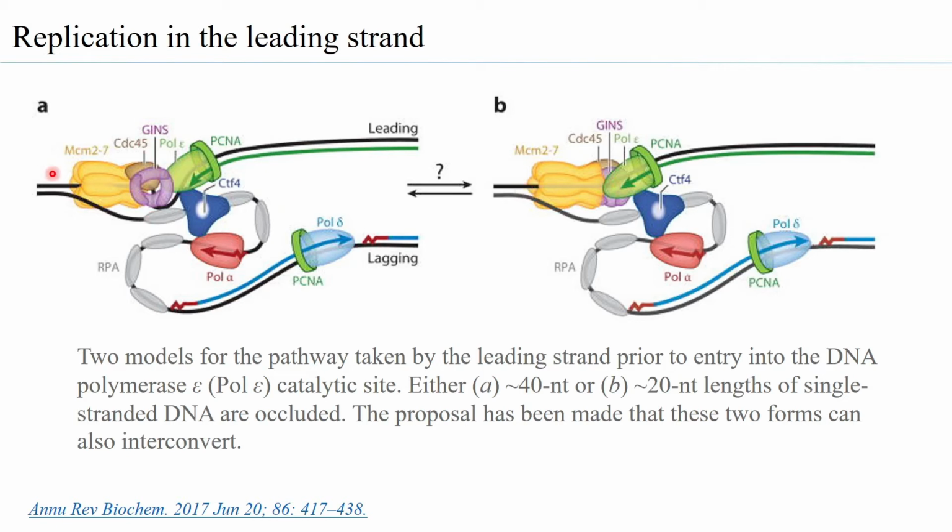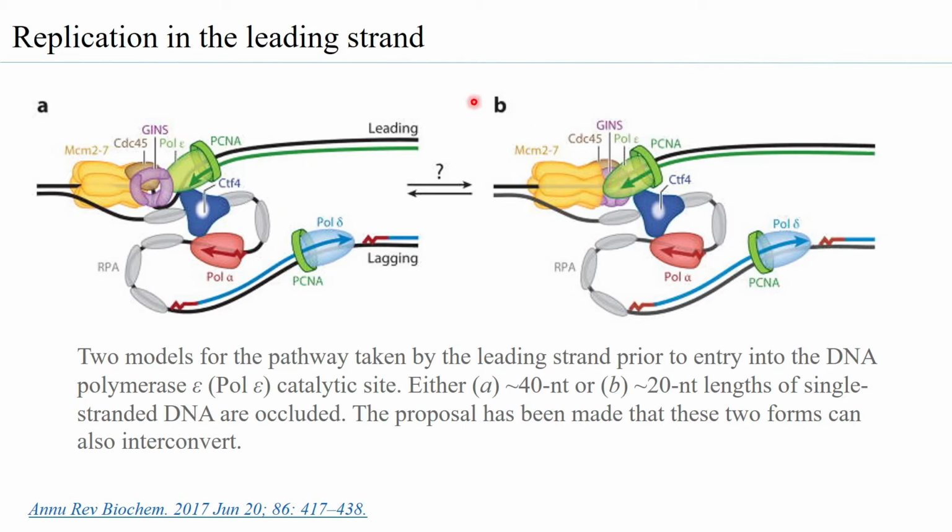So you can see here there is slight looping out of the DNA, and that is why this takes care of the 40 nucleotide long DNA, whereas in this case, the entire single-stranded DNA that the CMG complex has opened up is present within the CMG complex itself, and it immediately enters the DNA pol epsilon.